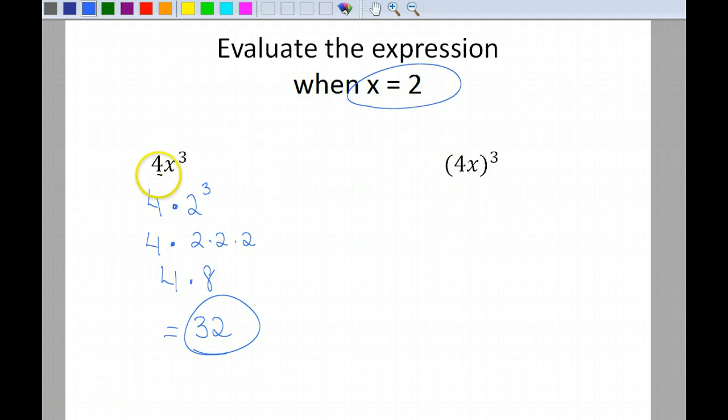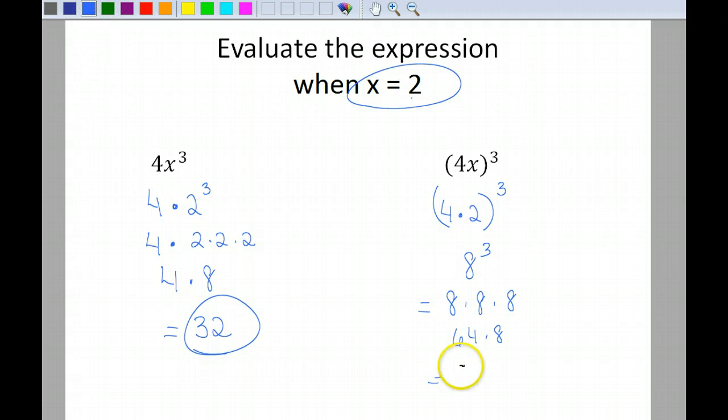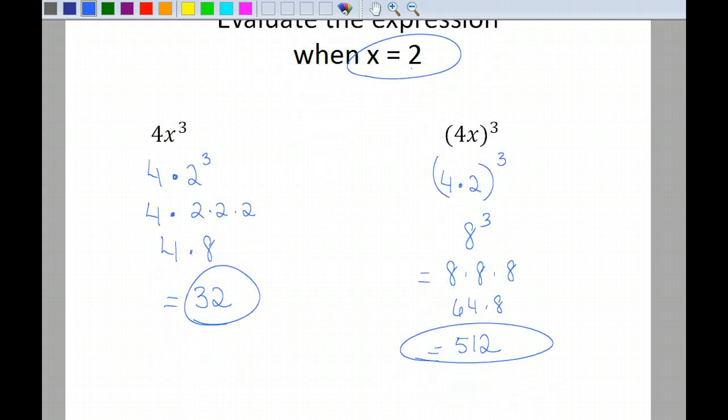Now let's do the next one. Notice the only difference is this one does not have parentheses and this one does. So now I have 4 times 2, close parentheses, because remember x is 2, and that's to the third power. 4 times 2 is what? 8. So now I have 8 to the third power. So I have 8 times 8 times 8. So 8 times 8 is 64. 64 times 8 is 512. Okay, that's all we have.